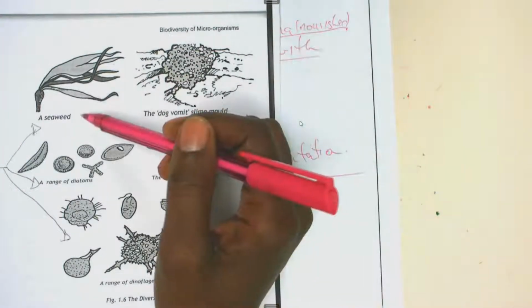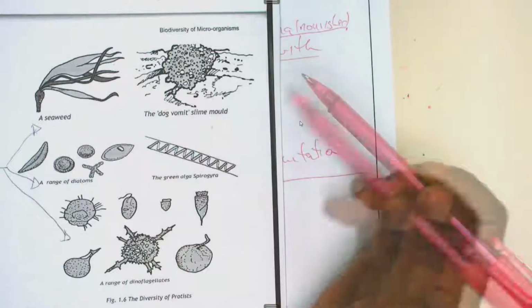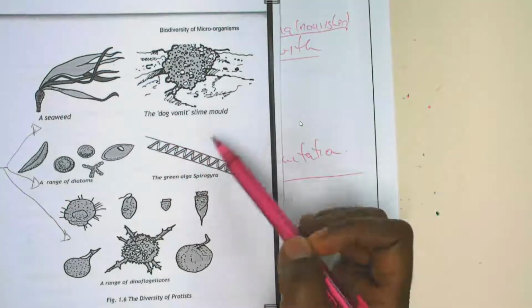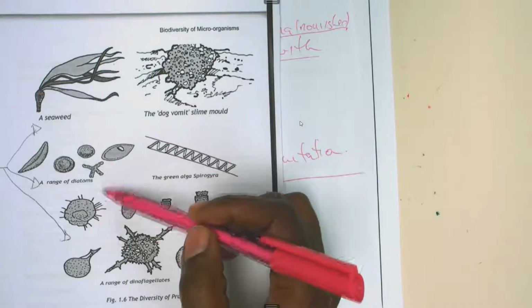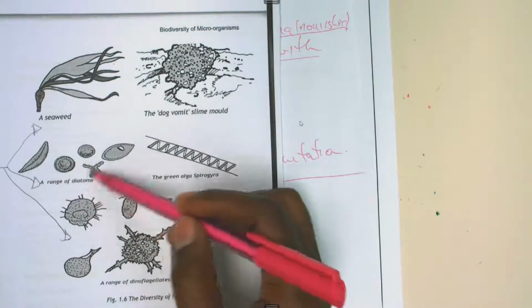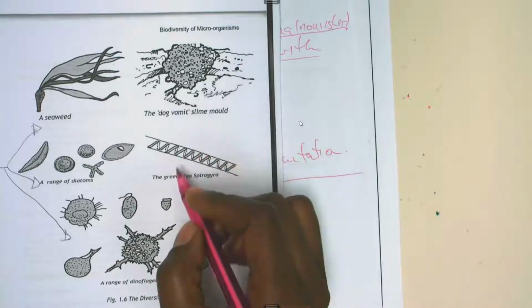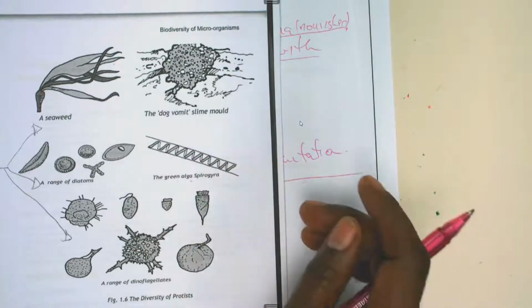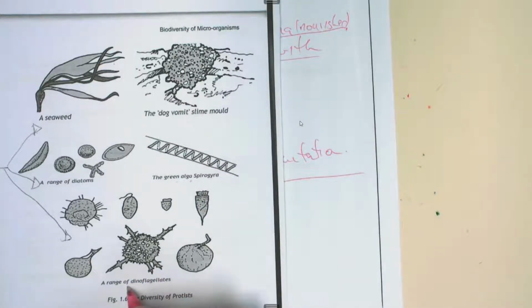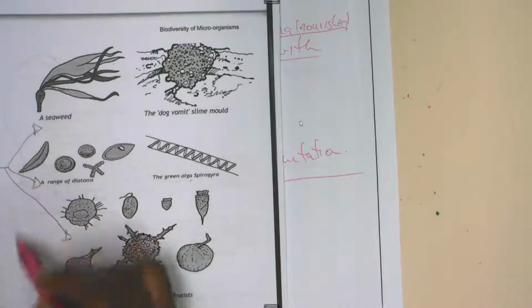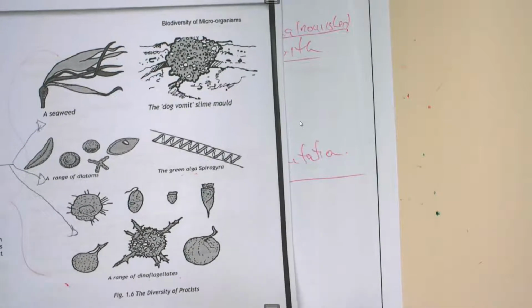And then this one, it is a seaweed. And then we also have the dog vomit, which is also called the slime mold. And then after that, we have a variety or range of diatoms. And then we also have the green algae, which is the Spirogyra. And then again, another one, it is a range of dinoflagellates. So all these organisms, they are Protista or Protists.